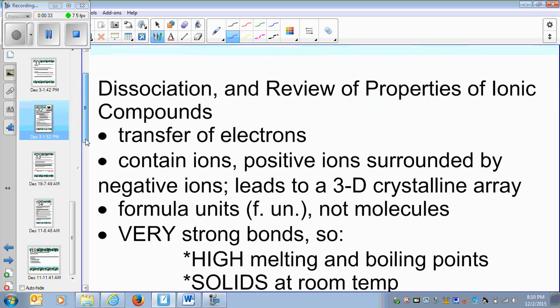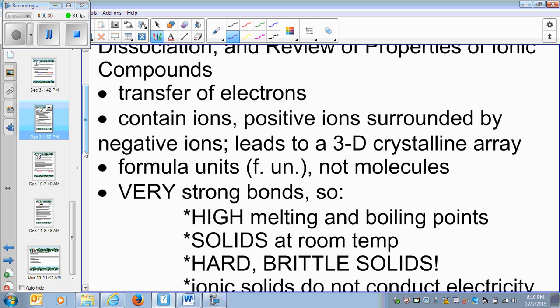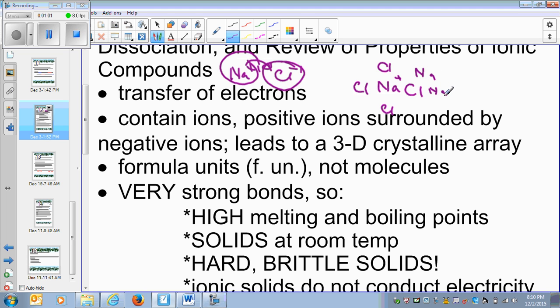We've been talking about properties of ionic compounds since the past unit, that ionic compounds are formed by the transfer of electrons. We have a cation, we have an anion, loss of electrons, gain of electrons. So the transfer of electrons has ions, cations and anions, and each cation in the structure is surrounded by an anion, and each anion is surrounded by the cation. So they form a three-dimensional crystalline structure.